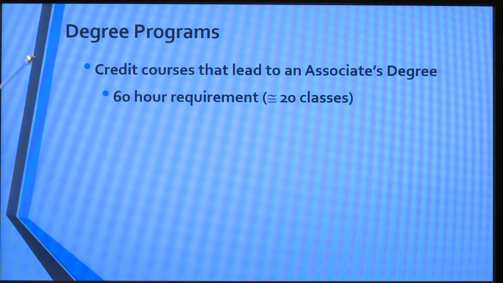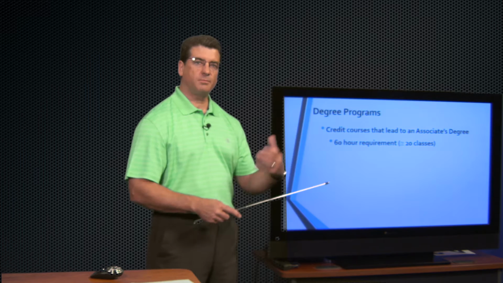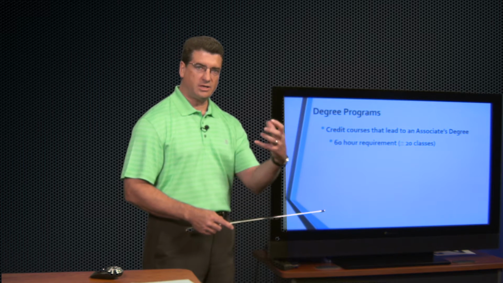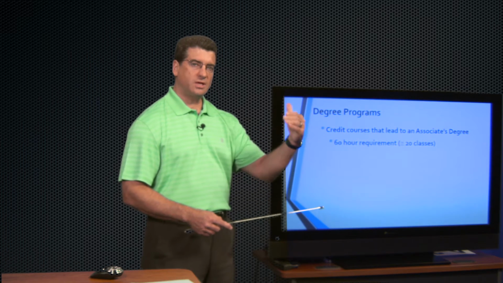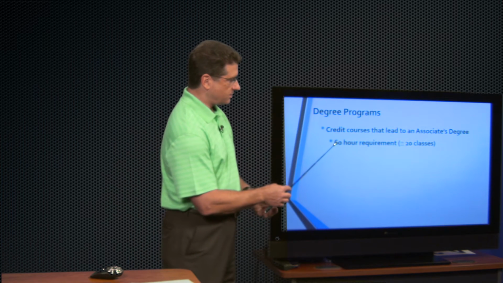So the state of Texas passed some legislation called the 60-hour rule, is what we refer to it, so that all associate degree plans throughout the state of Texas must be 60 hours or less. There are certain classes or disciplines, like a medical discipline or something like that, where you need advanced certification. Those can be a little bit more, but any of the regular degree programs, they have to be 60 hours.